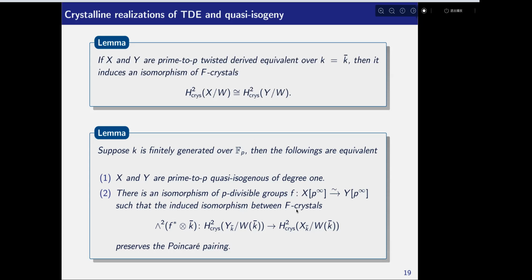Okay. So then the problem is whether the converse is true. So whether the isometry implies the twisted derived equivalence, or the isometry implies the quasi-isogeny of degree 1. That's why we believe this is true, and people can easily observe this too.